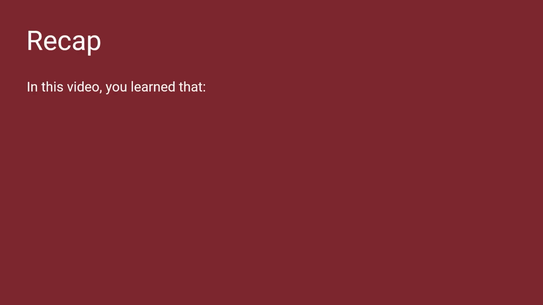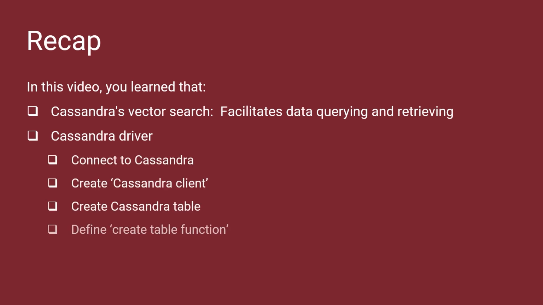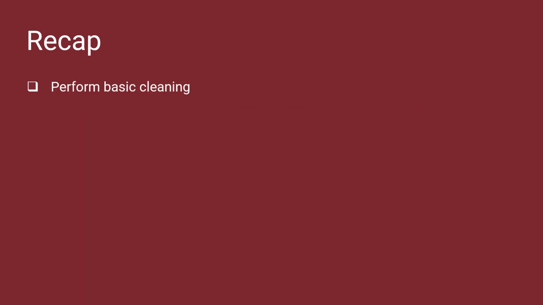In this video, you learned that Cassandra's vector search facilitates efficient querying and retrieving of data based on similarity metrics. The first step in performing vector search in Cassandra is setting up dependencies by the Cassandra driver. The second step involves connecting to Cassandra, followed by creating a Cassandra table by defining the Create Table function. The fourth step includes pre-processing the text function to perform basic cleaning.